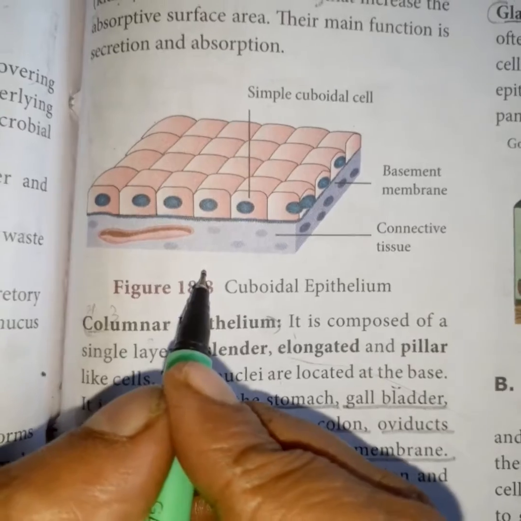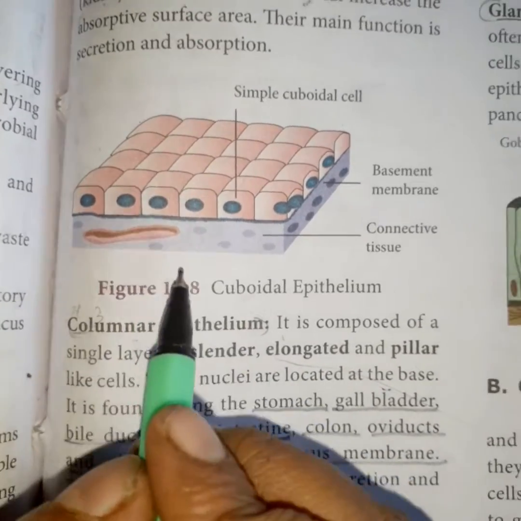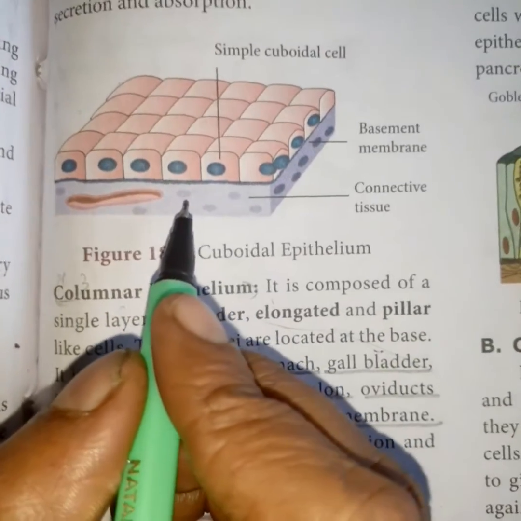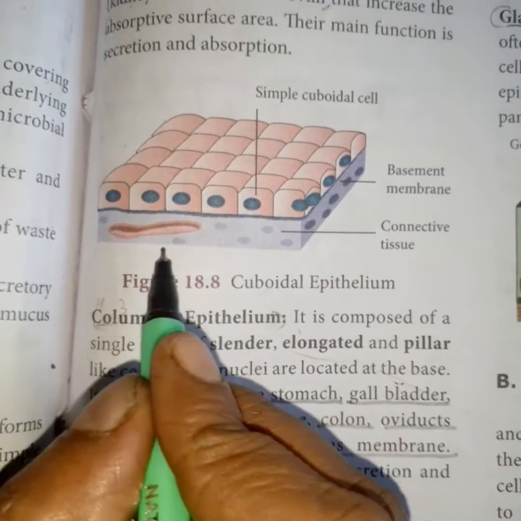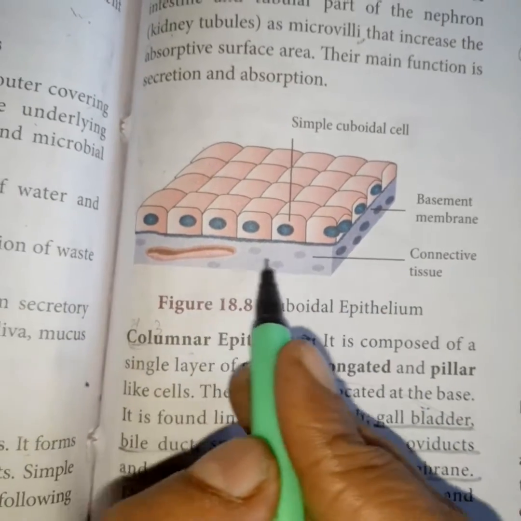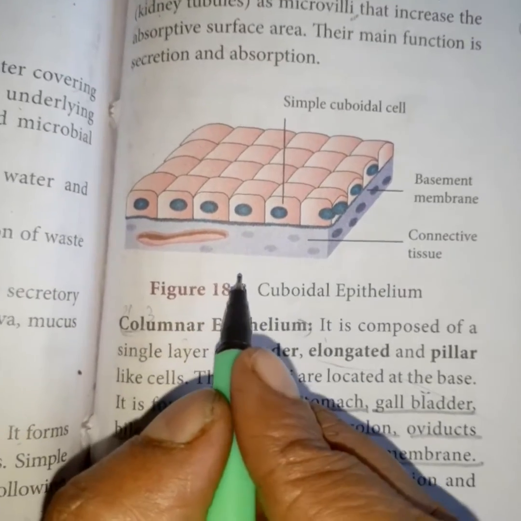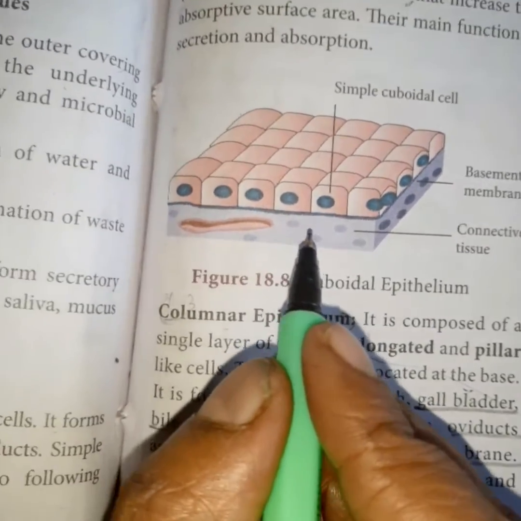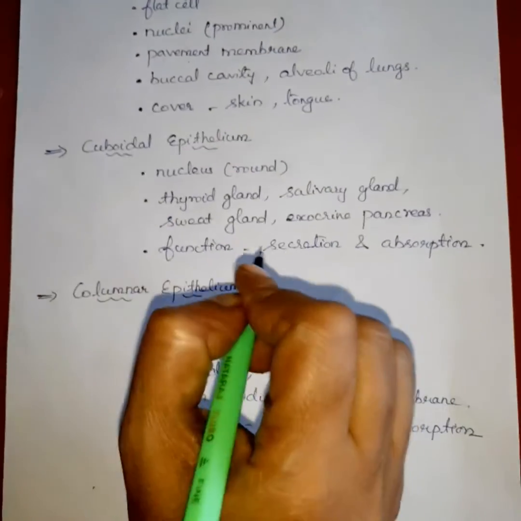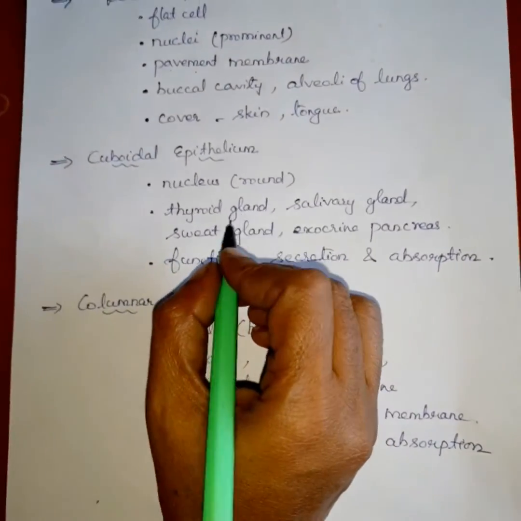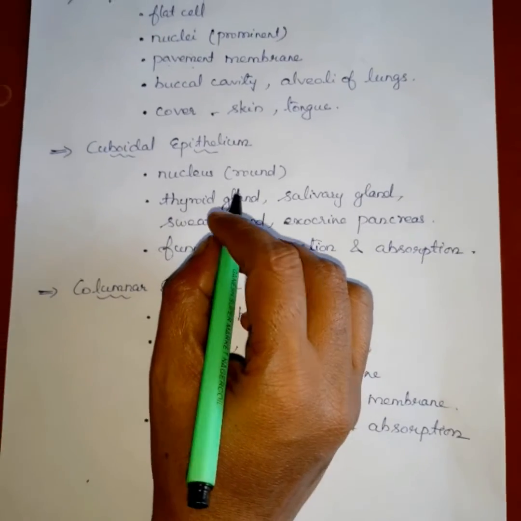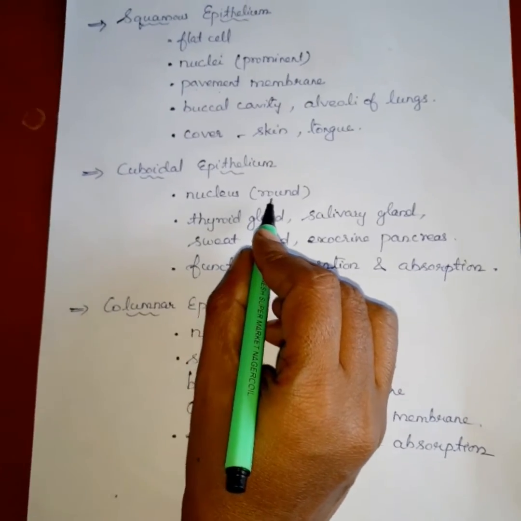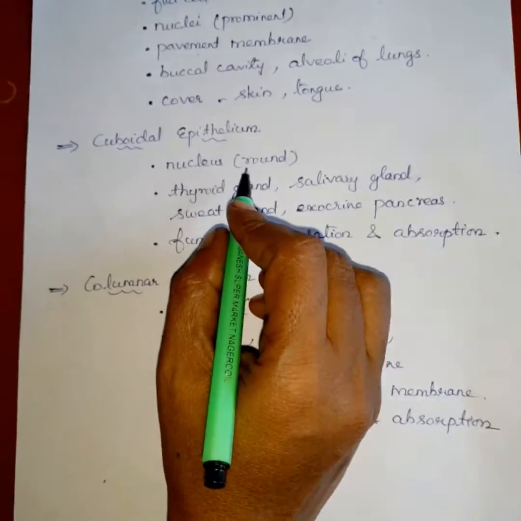Next one is the cuboidal epithelium. Here the cells have the nucleus at the center. The cells are arranged on the basement membrane. They are cubical cells. Cuboidal epithelium is composed of a single layer of cubical cells, and the nucleus is round in shape and located at the center.